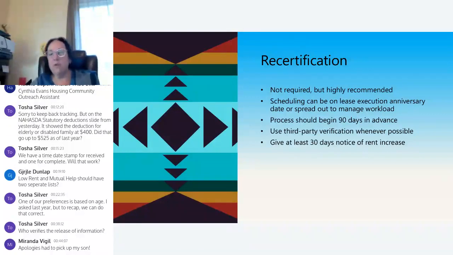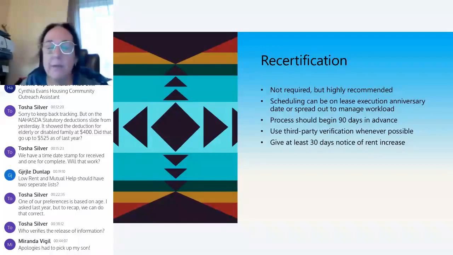Use third-party verification when possible. Give at least 30-day notice of a rent increase. You can write your policy so it reads that we will give you 30 days for a rent increase. If you come and tell us, it will be an immediate increase if we should discover that your rent has gone up, or you've added additional income and you did not tell us. So there's an incentive there for them to come in and be timely with you.